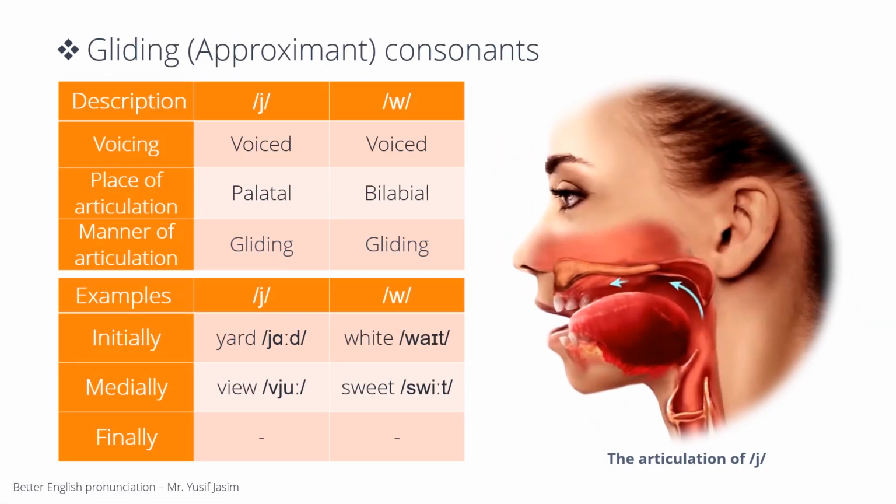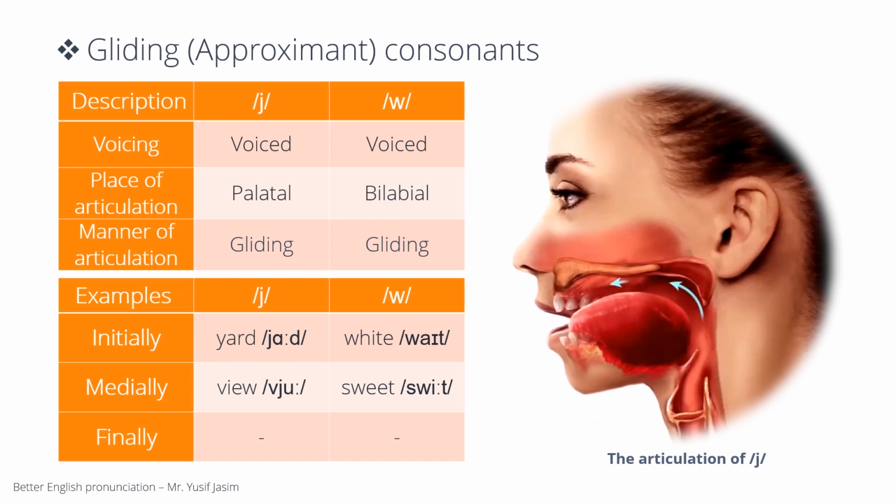Y and w. There is only one palatal consonant, which is y. It's produced when the tongue approaches the hard palate. Although the tongue comes very close to the hard palate, it does not touch it. This means that palatal y is produced between the tongue and the hard palate. That's why it's called palatal, while w is produced between the two lips, hence it's called bilabial.